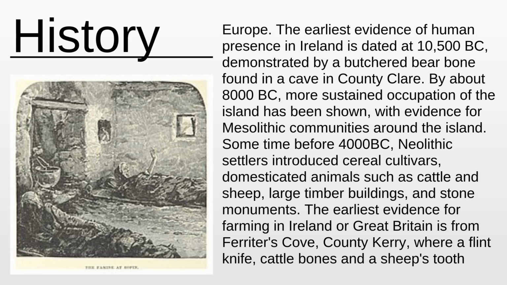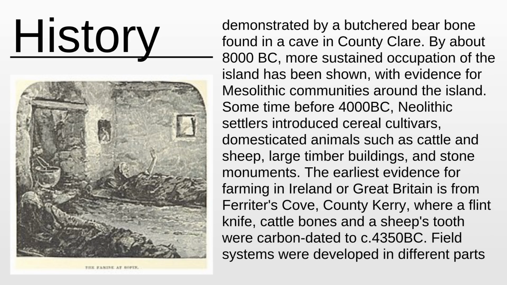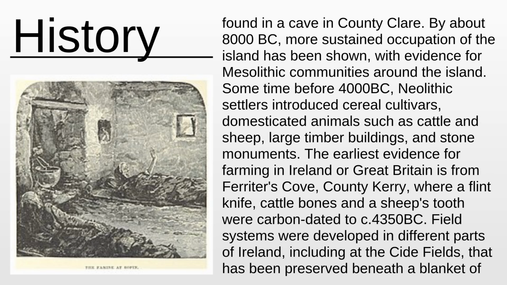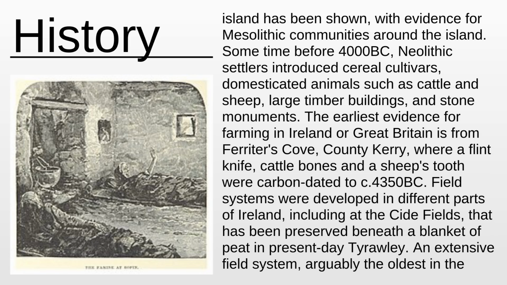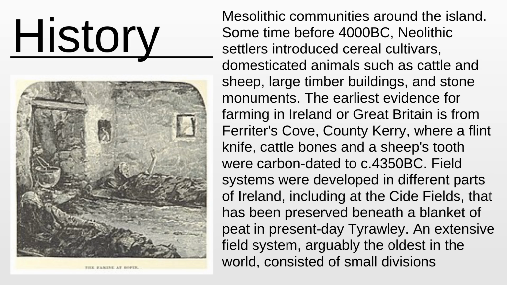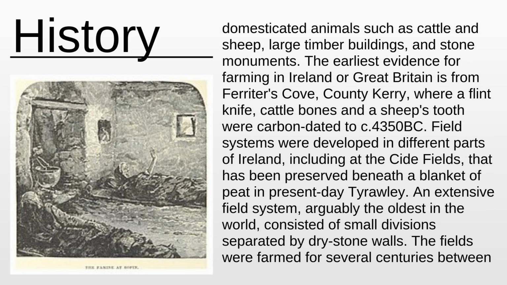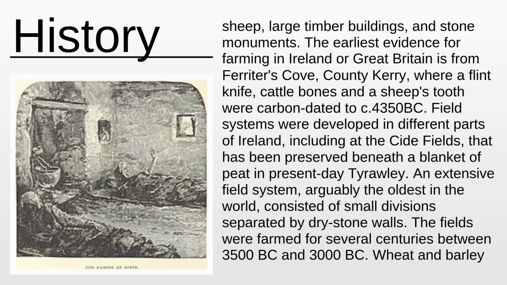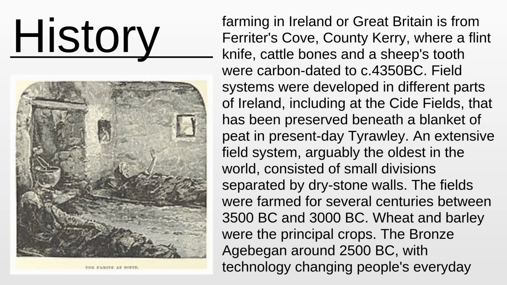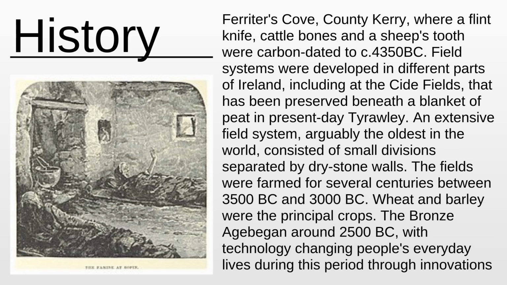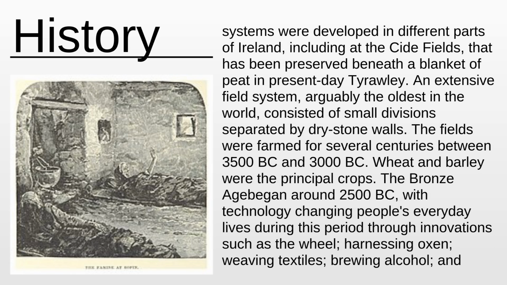The earliest evidence of human presence in Ireland is dated at 10,500 BC, demonstrated by a butchered bear bone found in a cave in County Clare. By about 8000 BC, more sustained occupation of the island has been shown, with evidence for Mesolithic communities around the island. Sometime before 4000 BC, Neolithic settlers introduced cereal cultivars, domesticated animals such as cattle and sheep, large timber buildings, and stone monuments. The earliest evidence for farming in Ireland or Great Britain is from Fairywater's Cove, County Kerry, where a flint knife, cattle bones and a sheep's tooth were carbon dated to circa 4350 BC.